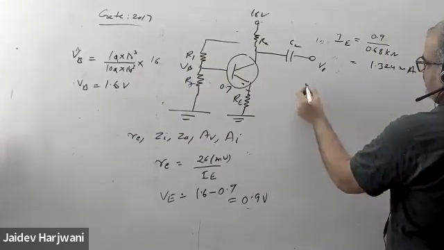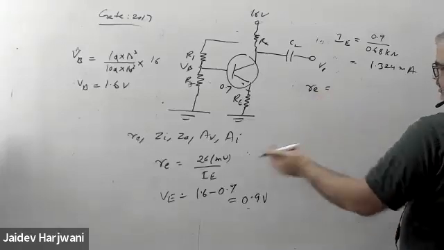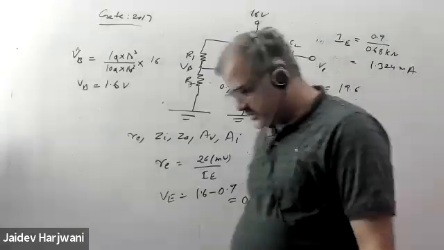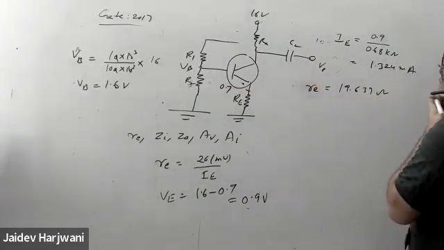Okay, so small RE is nothing but 26 upon IE, and this should come 19.6. 19.637 ohm. Okay.